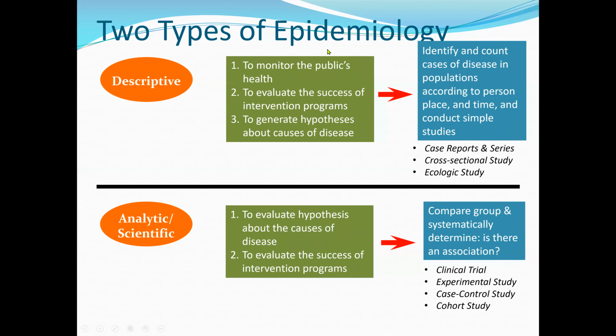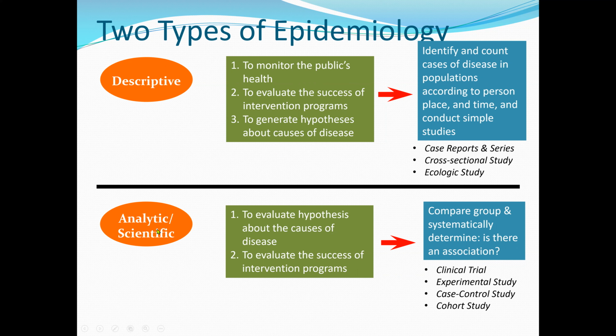So there are two types of epidemiology. We have descriptive and also analytic and scientific. With descriptive, our main objective is to monitor the public's health and also to evaluate the success of intervention programs. Also, to be able to generate hypotheses about causes of disease.